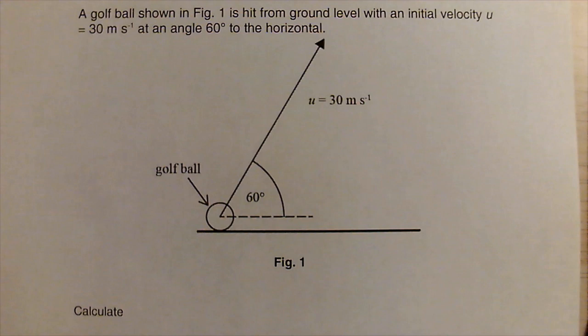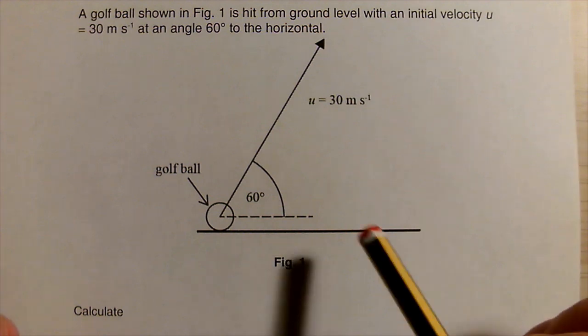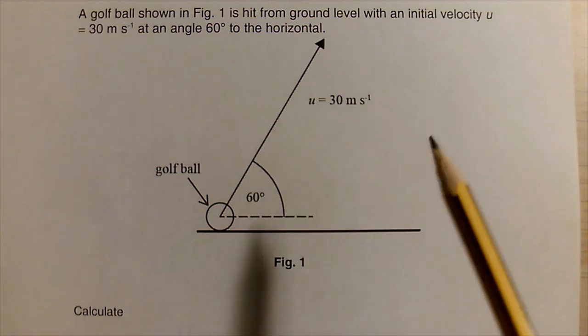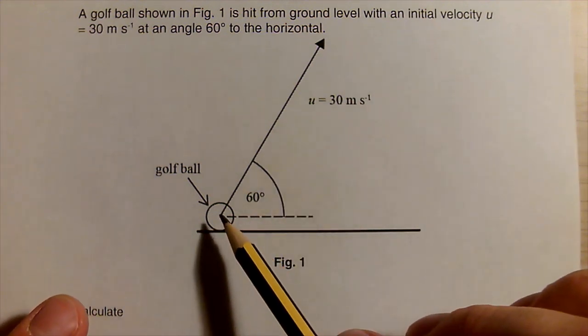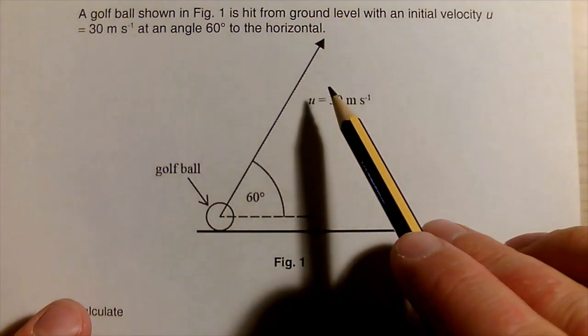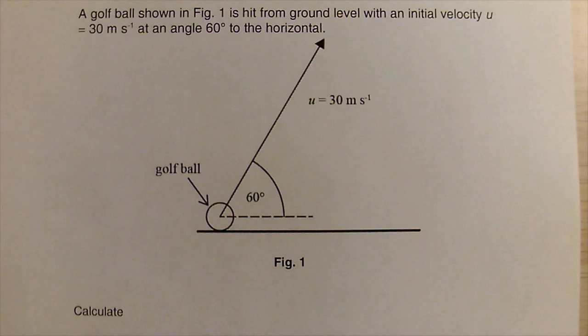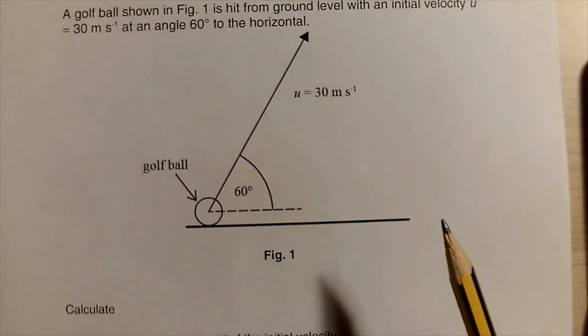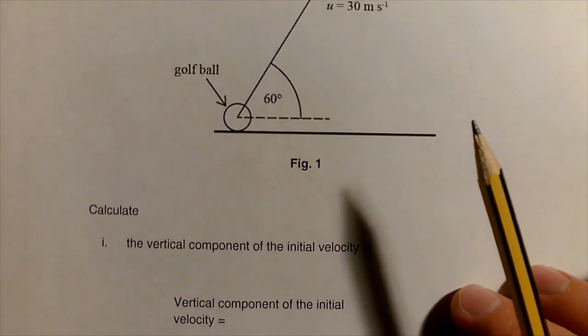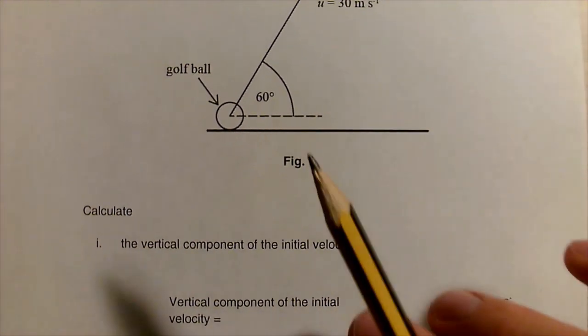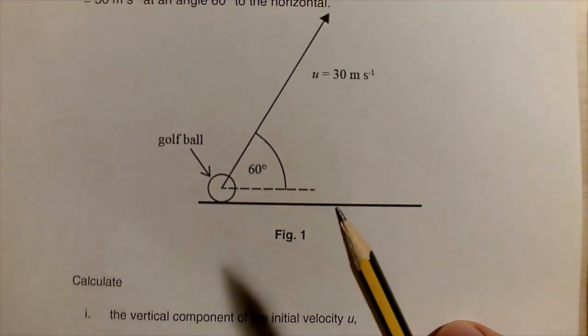Right, this is question 6 at the end of those questions from the other week, and this is a projectiles question. You've got a golf ball being fired up at 30 meters per second at an angle of 60 degrees to the horizontal, and the first part is asking you to work out what the vertical component of that velocity is, and this is a trigonometry thing.